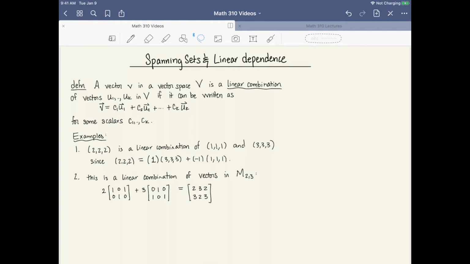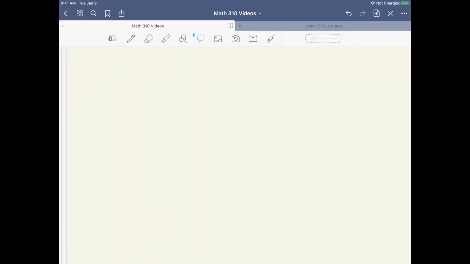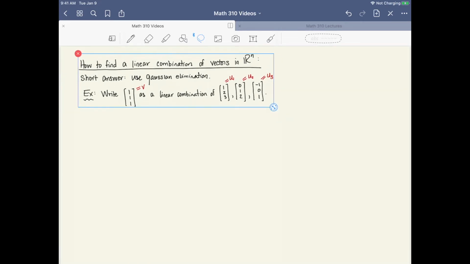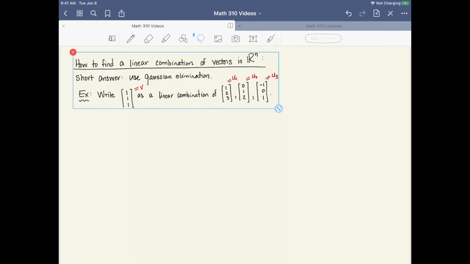Now, finding the right linear combination that produces some desired vector is a classic problem that we know how to solve when we're dealing with vectors in Rn. Let me review that right now, even though we've discussed it before. So how do I find a linear combination of vectors in Rn? The short answer is you're going to use Gaussian elimination.